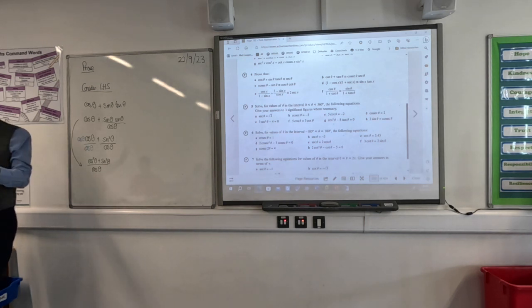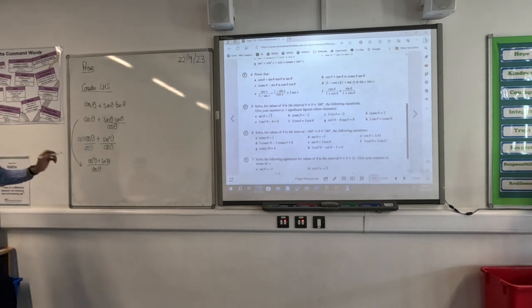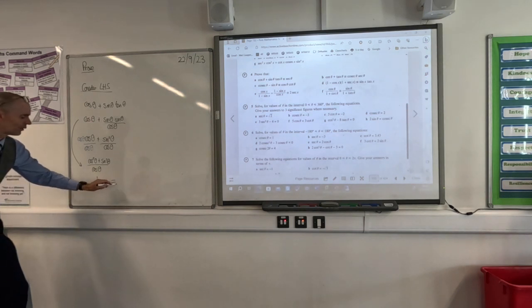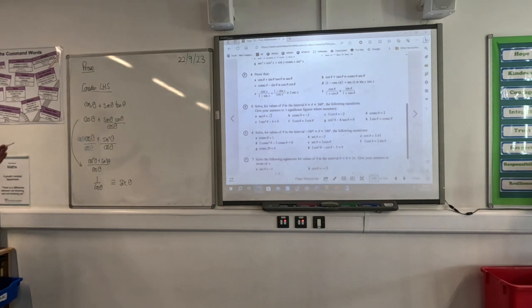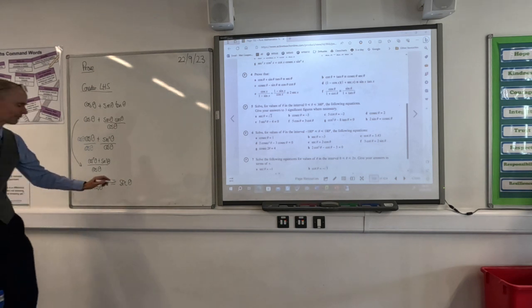Does anyone feel proof relief coursing through their veins? Arthur, what can I replace the numerator here with? 1. 1 over cos theta, which is, at that point, I pull in the right-hand side. So when I hit that, I then say, oh, that's the same as the right-hand side.